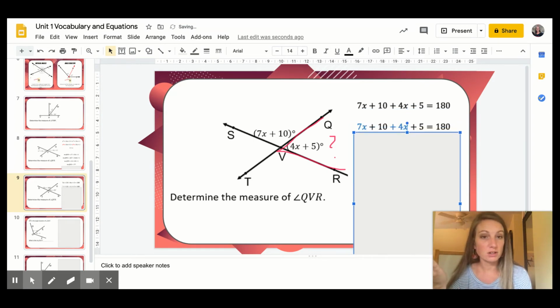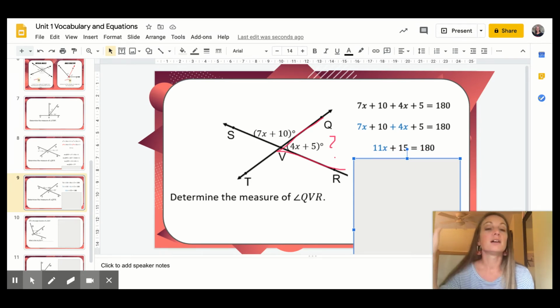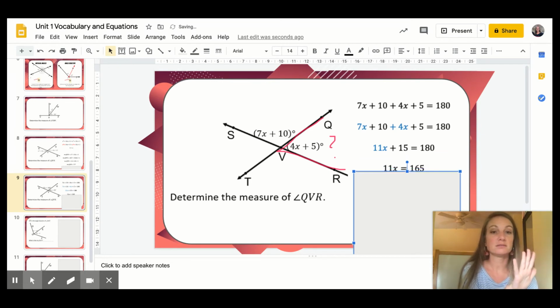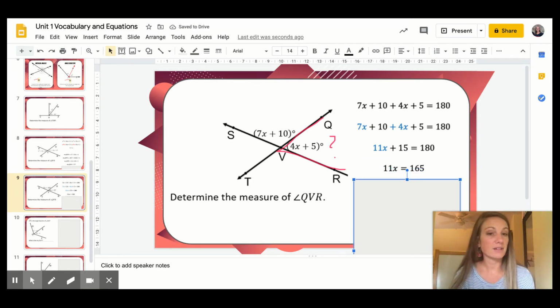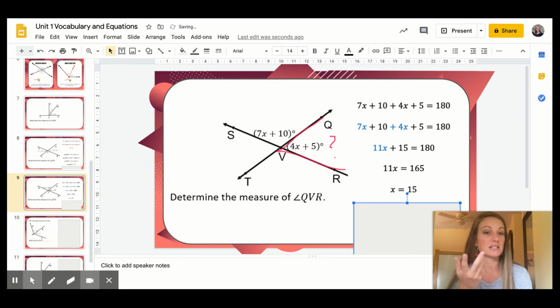Find my like terms, which would be 7x and 4x and 10 and 5. Combine them. 11x plus 15 equals 180. Subtract my 15. I get 11x equals 165. Now I have to divide by 11. And I get x equals 15. Choice A, 15. Hands down, every time. Don't want that.